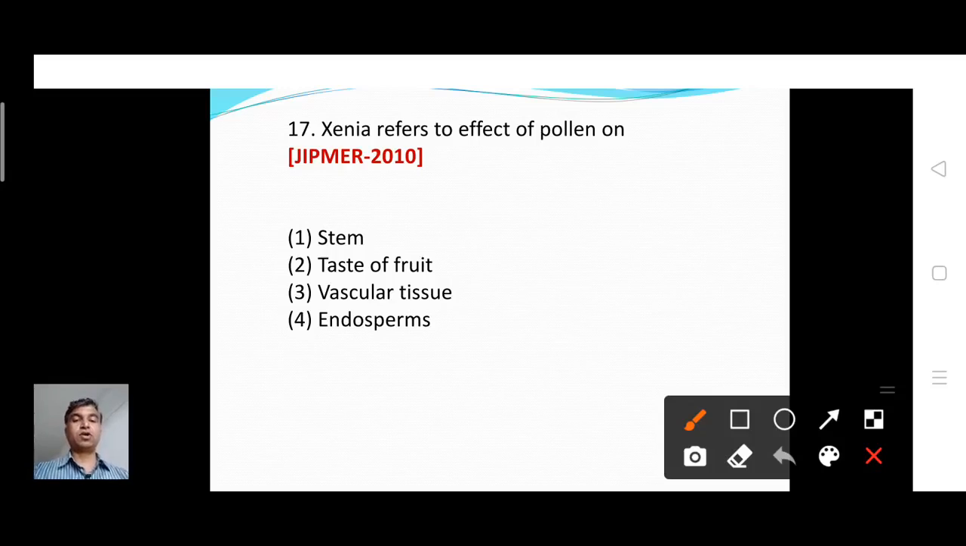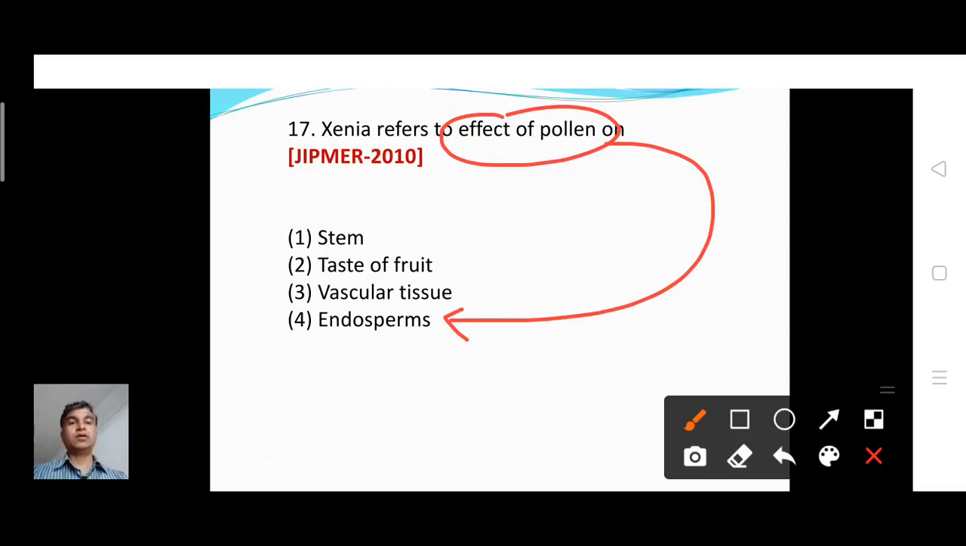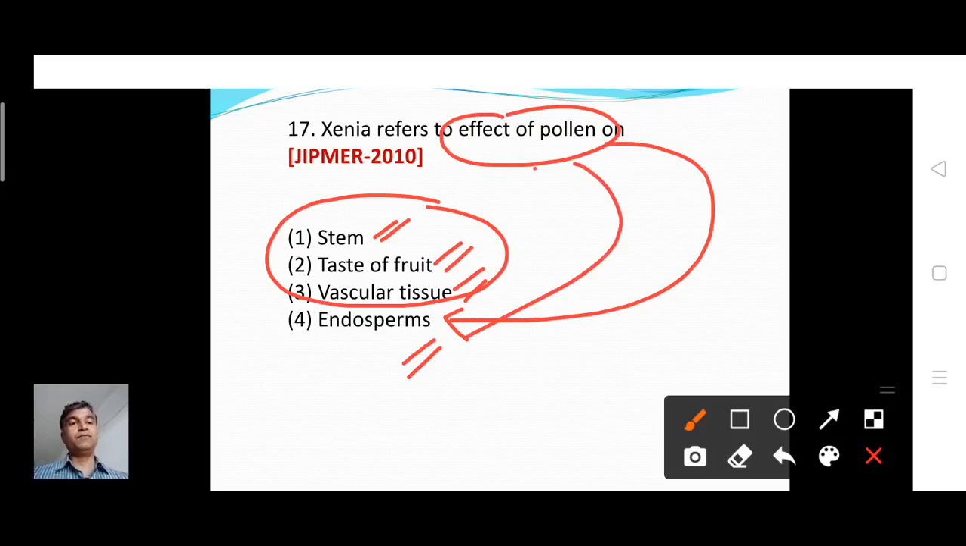So this is not covered in the synopsis. When you take xenia, it is the effect of pollen grain on endosperm. The pollen grain will not affect the stem, the taste of the fruit, or the vascular tissue. These are sporophytic tissues, outside. Endosperm is formed after triple fusion, and the characteristics of endosperm are decided by the characteristics of the pollen grain. If the pollen grain affects the endosperm, then it is called xenia.